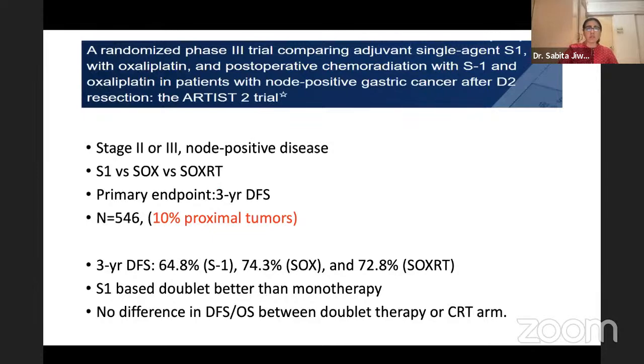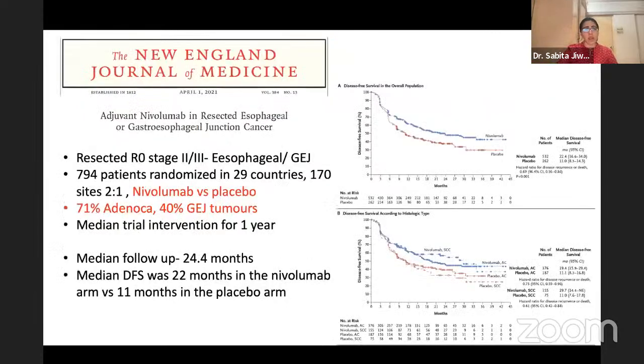So this was the ARTIST 2, like I said, and this was just published 6 months back. Adjuvant nivolumab in resected esophageal or gastroesophageal junction tumors. A large trial of almost 800 patients randomized in 29 countries, where they were randomized to receive nivolumab versus placebo, and they actually picked the worst tumors.